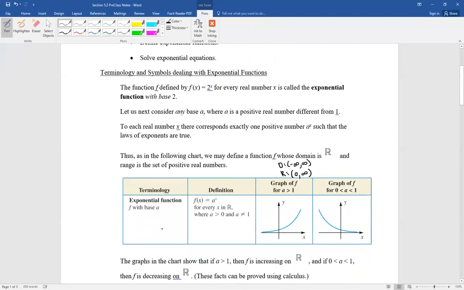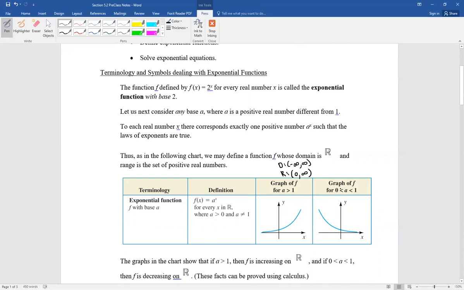Now here is a picture of two different versions of our exponential functions depending on what type of base we have. An exponential function f with base a, which we know as f of x equals a to the x for every x in the real numbers, where a is greater than 0 and a is not 1. That's just the definition. If a is bigger than 1, like 3/2, 2, 4, 5, what you'll notice is that as your x's get larger from left to right, your y values are growing exponentially. So this is what we call an exponential growth model.